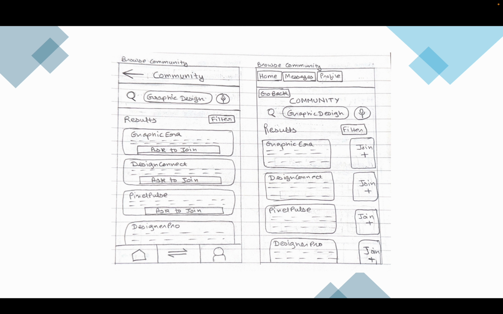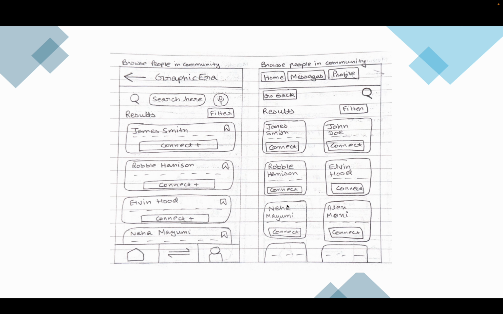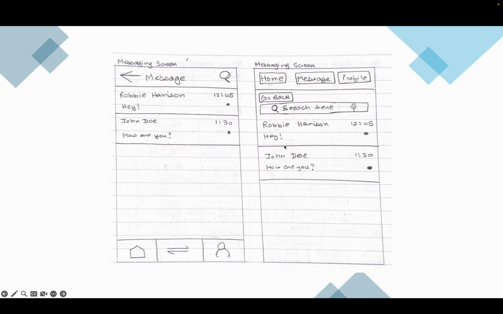So the next few screens also follow the same design pattern of the navigation bar. This is the browse people in the community screen, where users can connect with people in a certain community and send them connection requests. Next comes the messaging screen, where the users can send messages to each other, network, and expand their skill set by engaging in interesting conversations.